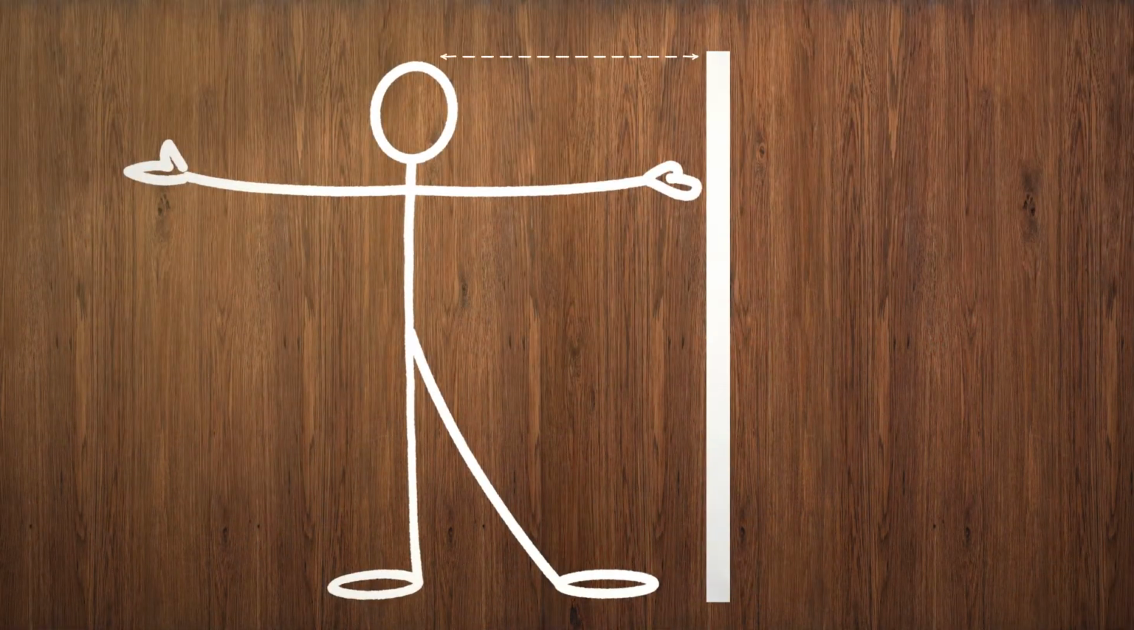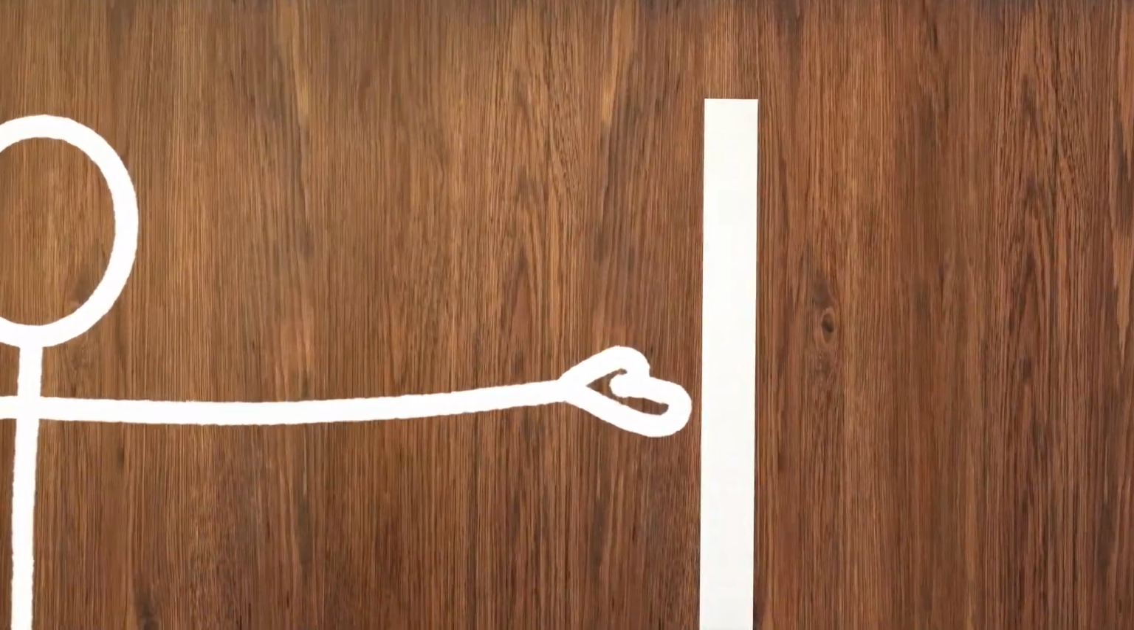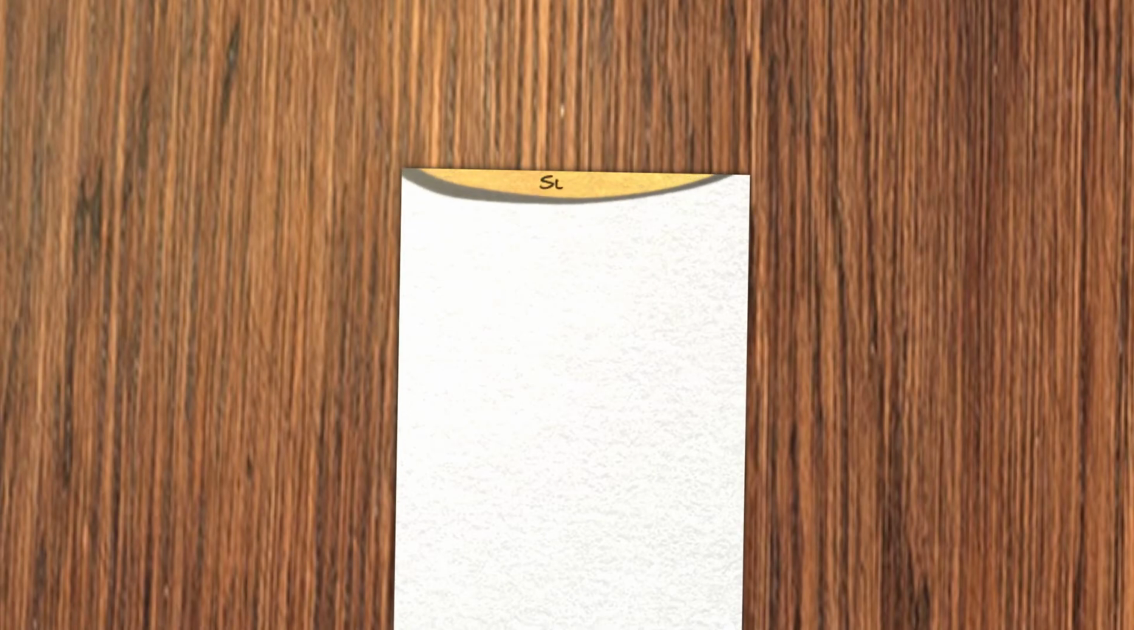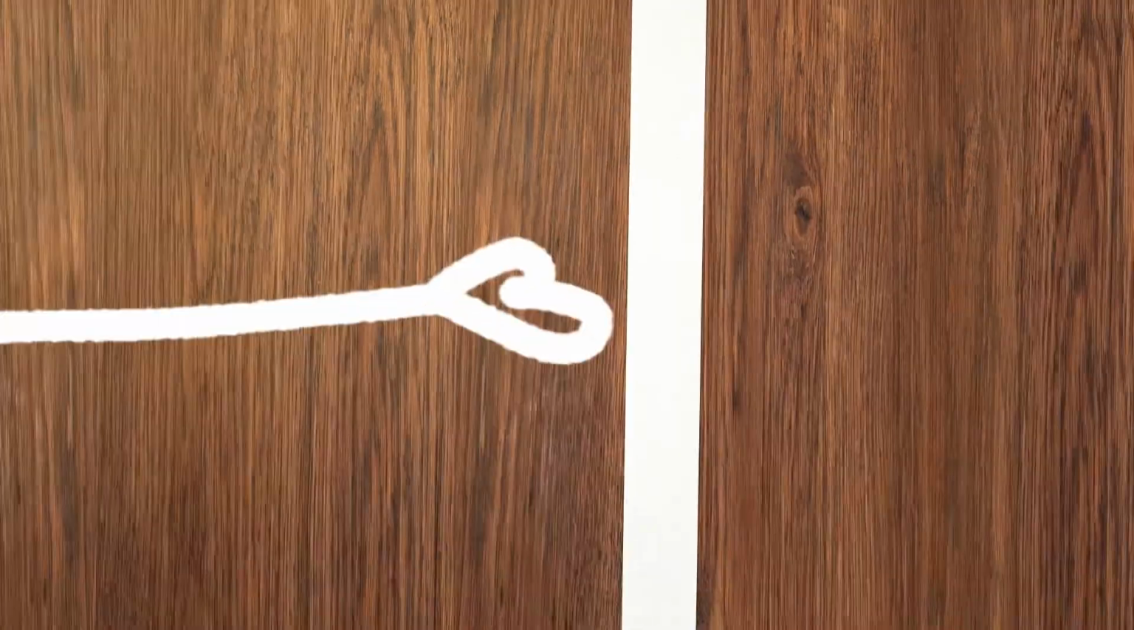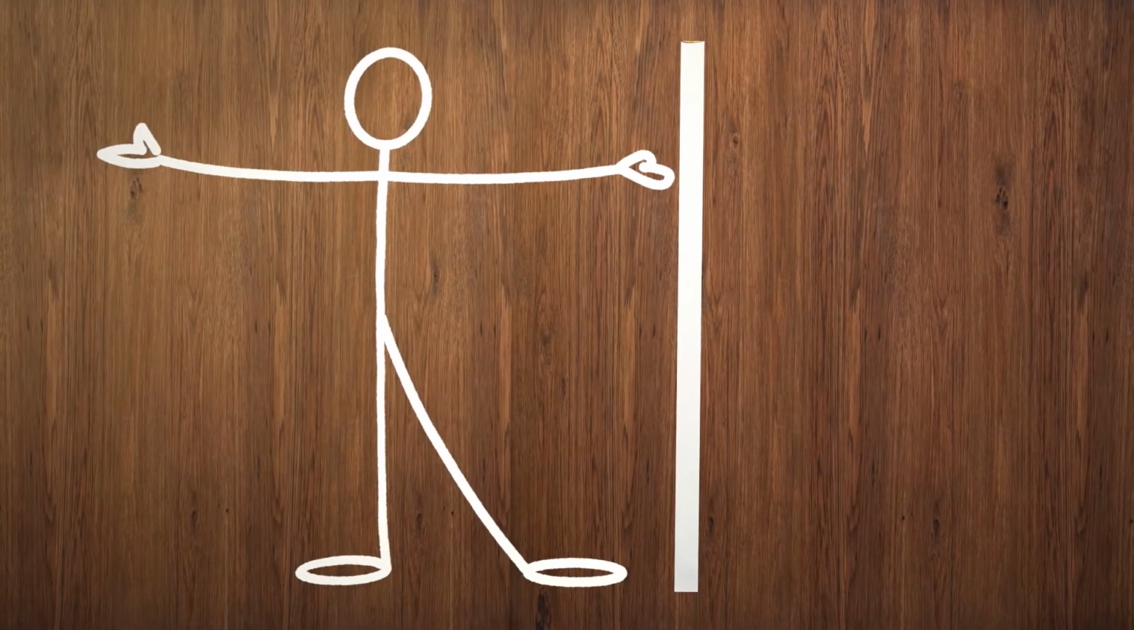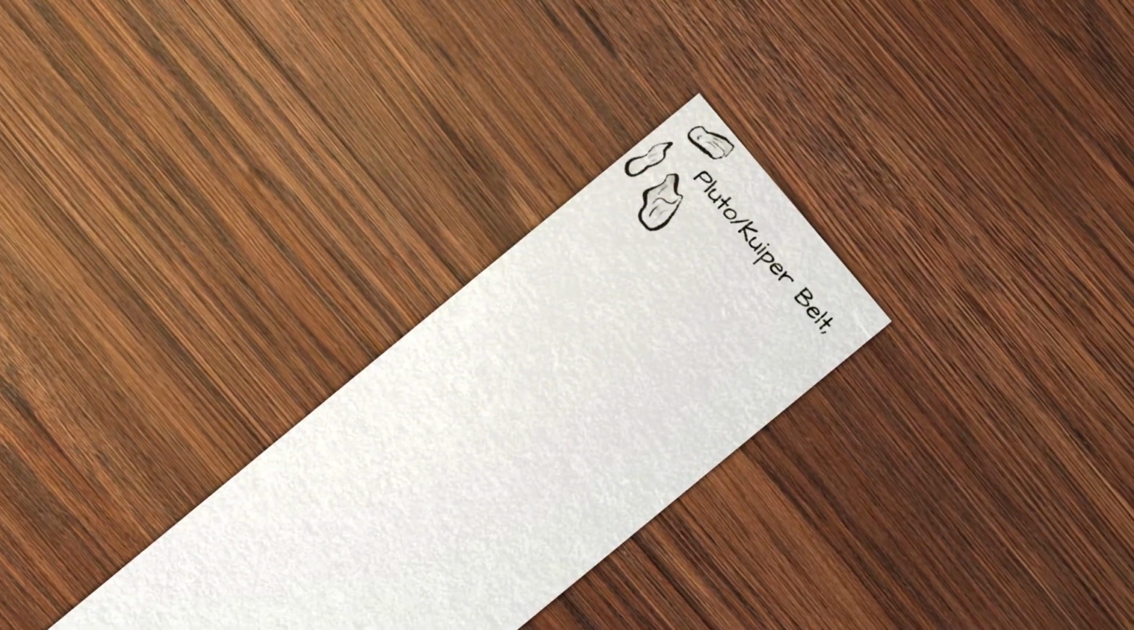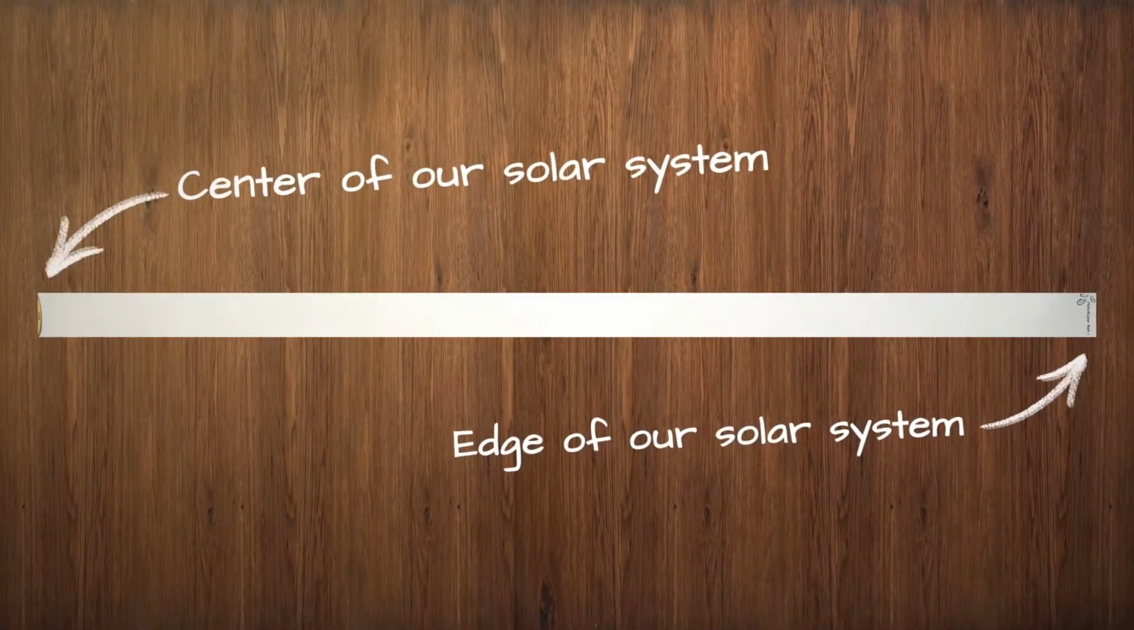On the top of your scroll, where your head would be, write the word Sun and mark it with a 0. On the opposite side, at your feet, label it Pluto or Kuiper Belt and also add a 1. We have now marked the center and the edge of our solar system. Now let's start folding and mapping our scroll.